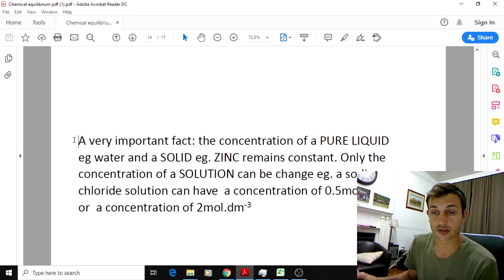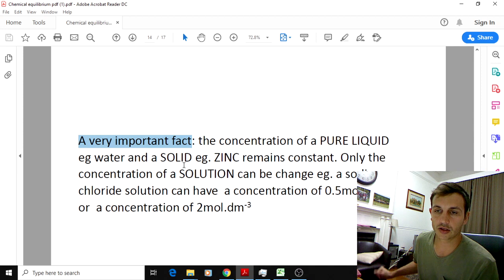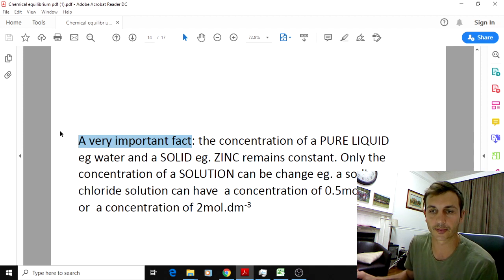Just something that's very important that you need to be aware of. The concentration of a pure liquid, such as water, or a solid, remains constant always. You can't change the concentration of water. You think about it. If you got a glass of water and you add more water to the water, it's not going to change its concentration. And the same goes for a solid. Only the concentration of a solution, so an aqueous solution, can be changed, like sodium chloride.